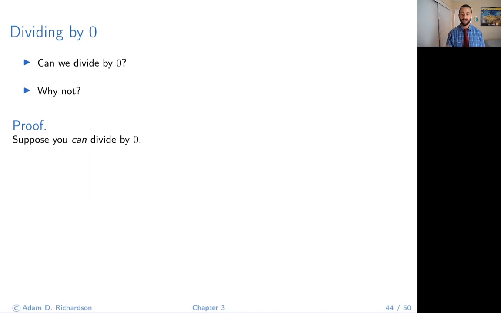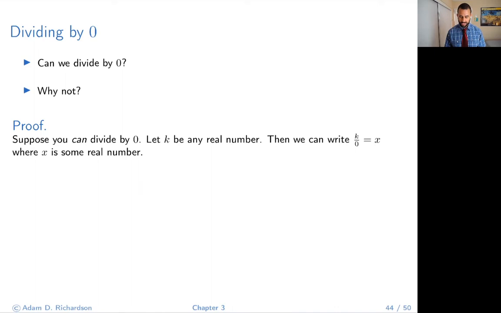So let's suppose that you can divide by zero, and we're going to let k be any real number. What I usually like to do is this. What's your favorite number? Any number you want. We'll save zero for a minute, but any number you want. I like the number 8 for some reason. Not sure why. So 8 is a number. And if we're allowed to divide, then we can write 8 divided by 0. And 8 divided by 0 should be some number. Let's call it x.